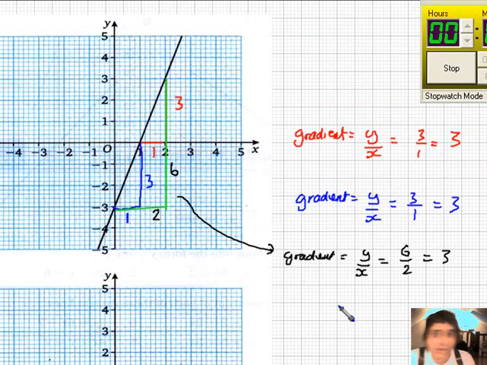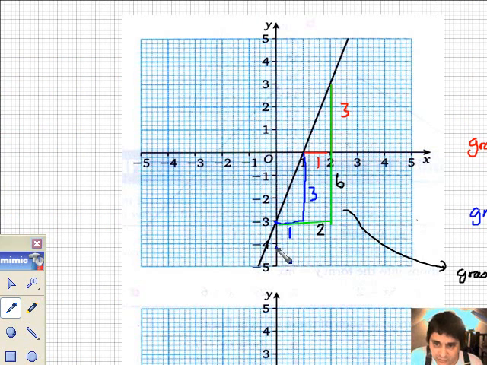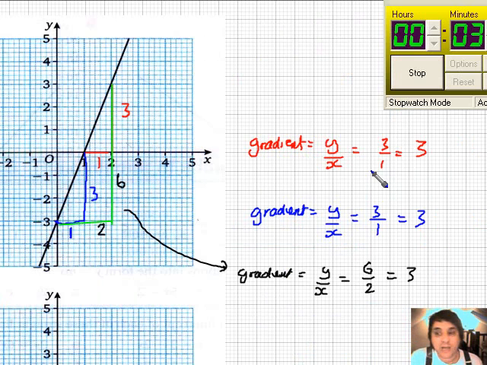Therefore, however big the triangle is, whatever position you start with on the line, and whatever position you finish with on the line, you'd still get a right angled triangle, think of it that way, and you'll get exactly the same gradient. Look at all these little 3's we've got. They're all exactly the same. I could have done that anywhere.